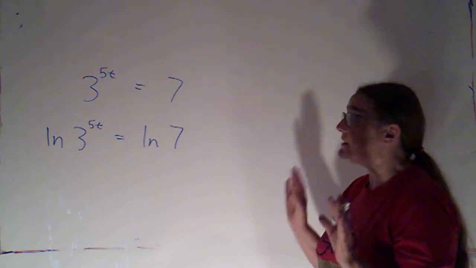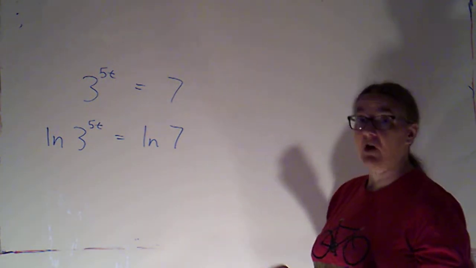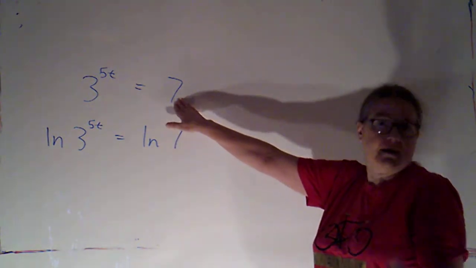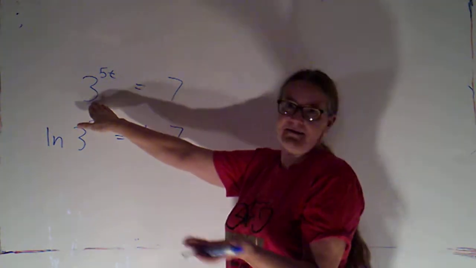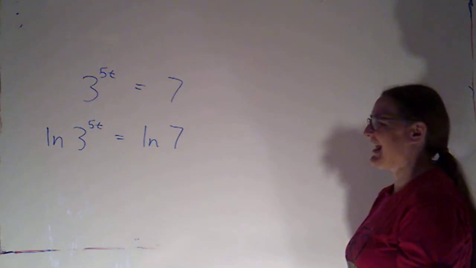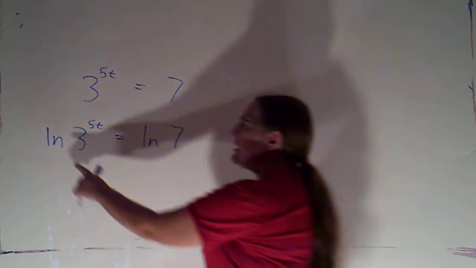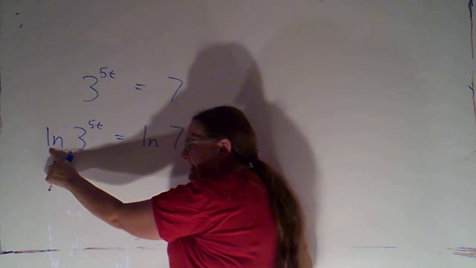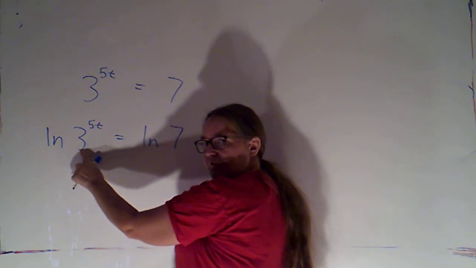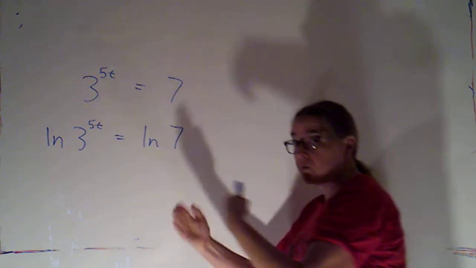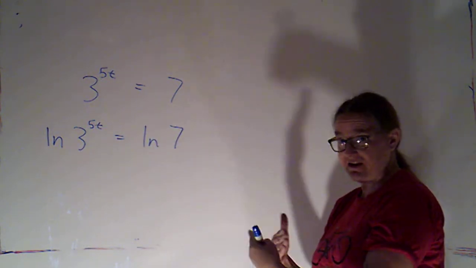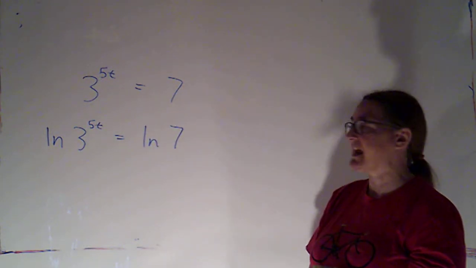Now, it does need to be that what I'm plugging into the log is positive, but I can see it is. 7 is positive, and this is equal to 7. So both sides are positive. I can, in fact, take the log of both sides. Now, this is the log base e. I'm plugging in the exponential function base 3. They don't just undo each other. They're not inverses because they don't have the same base.